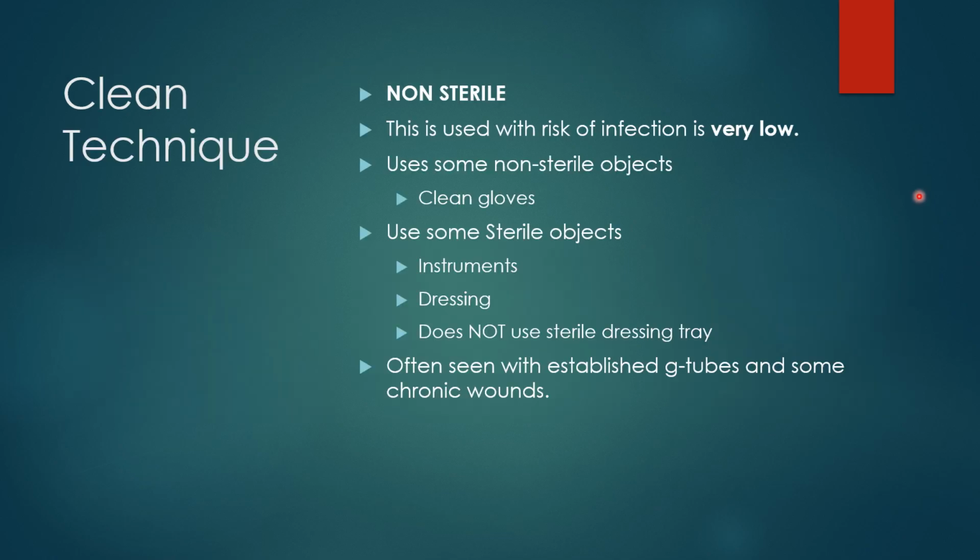The first type of cleaning technique we have is called a clean technique. This is not sterile. This is used on patients or wounds that have a very low risk of infection, and it uses a combination of both non-sterile and sterile objects. This is often used on established G-tubes or wounds that have healed to the point that we are no longer worried about infection.